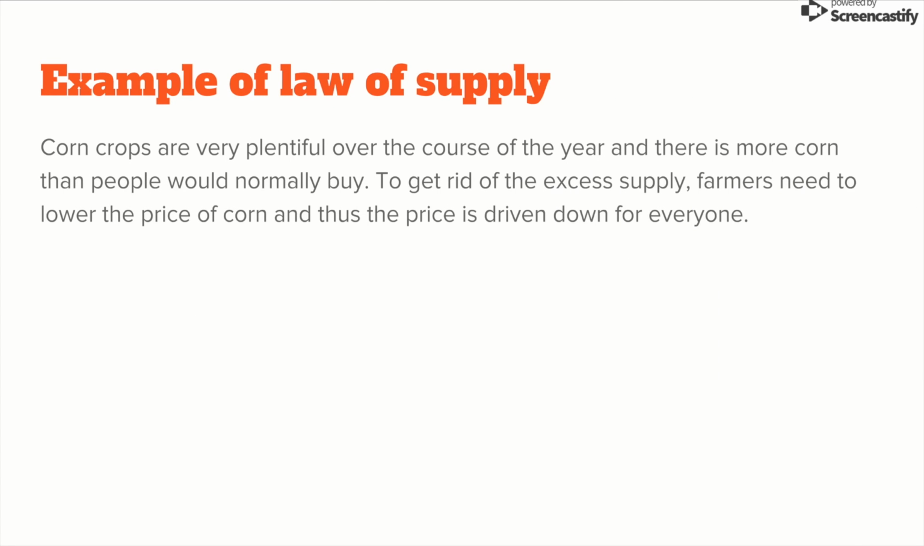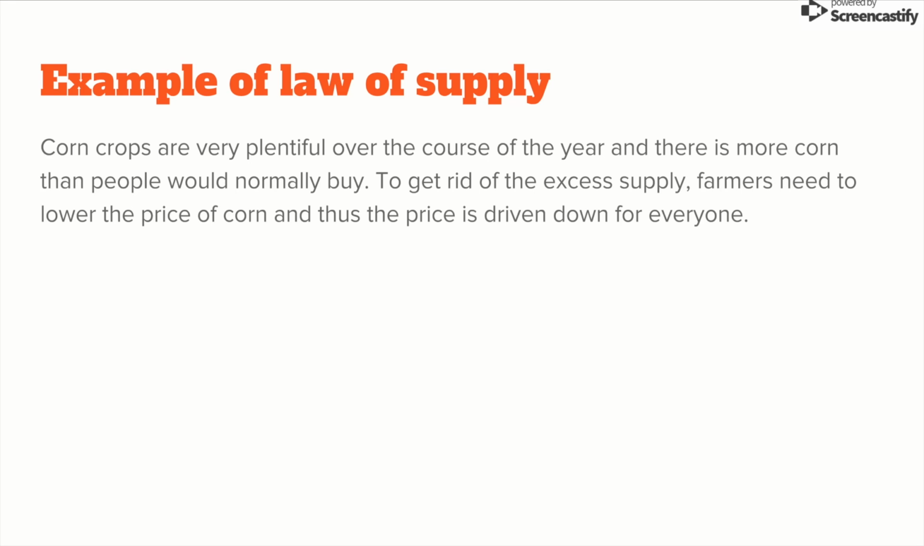So, the law of supply is defined as if a price goes down, the supply goes up, and this can be flipped to go a different way. And in this scenario, we have corn crops that are very plentiful over the course of the year. So that means we have a very high supply, and there's more corn than people would normally buy.